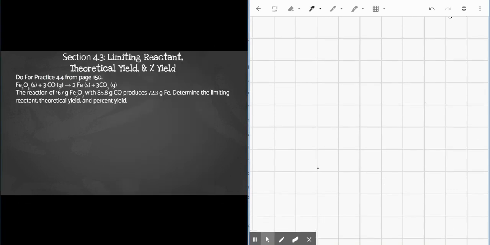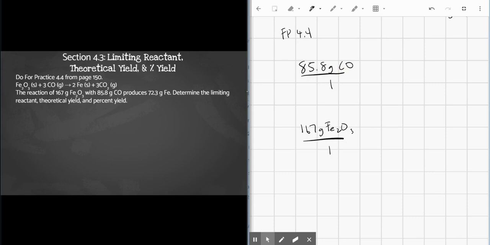Okay, last but not least, we're going to go over the For Practice 4.4. I'm going to call it FP 4.4. And we have our reaction of iron oxide plus carbon monoxide making iron and carbon dioxide. So they're taking the iron out of the iron oxide. We have our two givens. Let's write those down. 85.8 grams of CO is reacting with 167 grams of Fe2O3. Sorry, I'm getting ahead of myself here. The 72.3 grams I was writing down is my actual product, so that's what we're going to use at the end to find the percent yield.